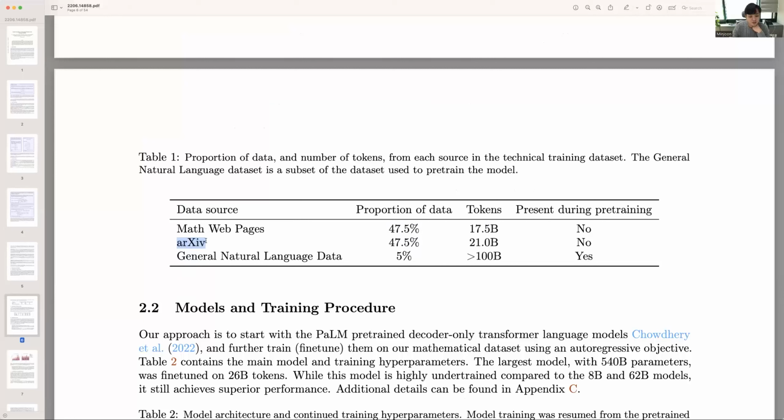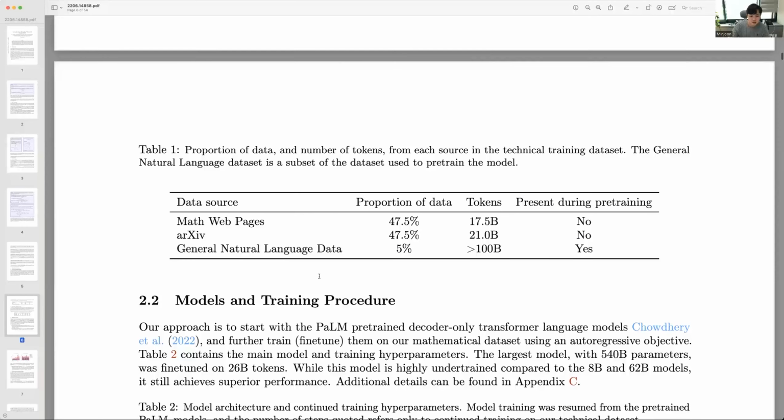They also use arXiv, which is basically the papers that we see here, all the papers that we submit. And they try to, of course, translate it into probably LaTeX and then train a language model on the LaTeX. And lastly, they have general natural language data. I think they did this because they probably thought they still need world knowledge and also some general linguistic knowledge to do things, but they only use 5% of that, even though the available data is much larger. This is actually the same data that PaLM was trained on.